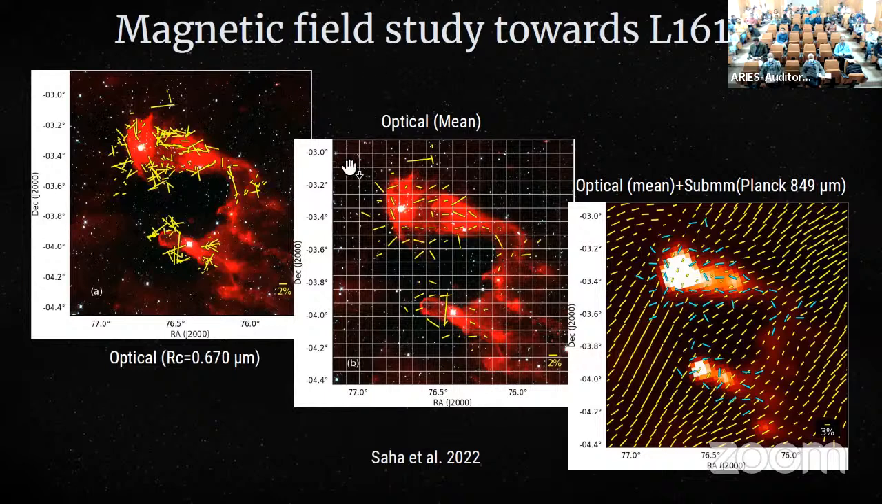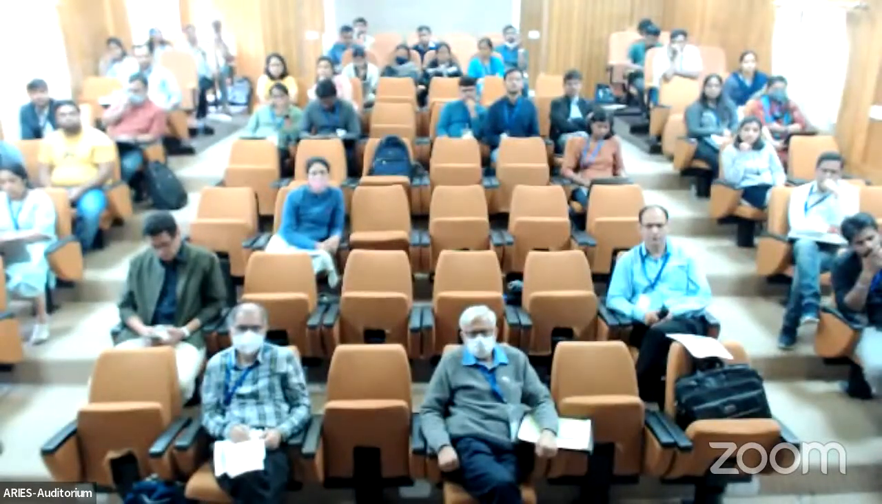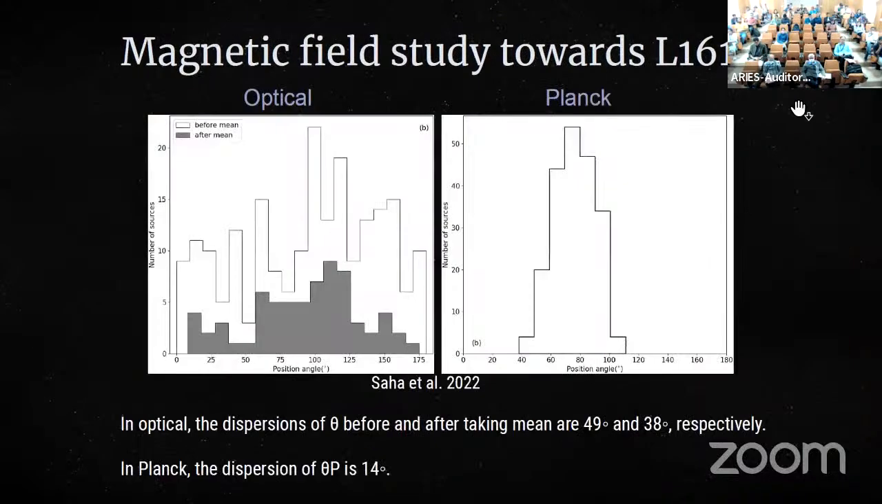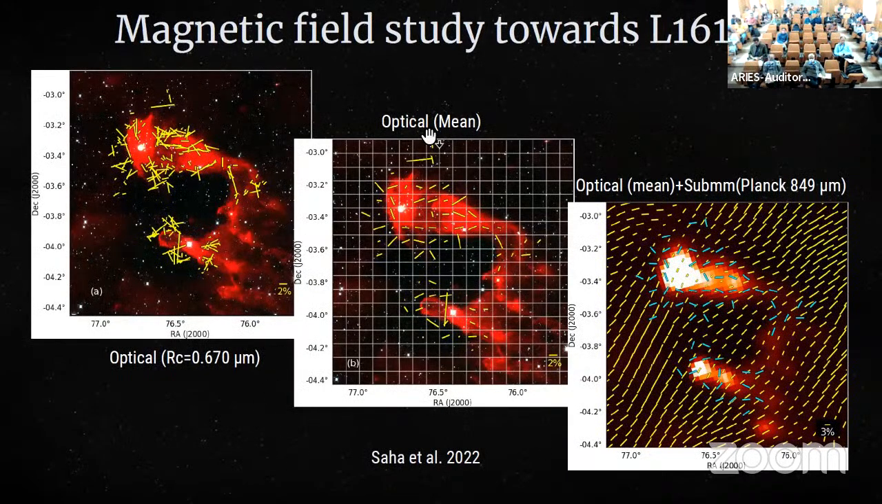So what we have done, we divided this region into 18 by 18 grids, each of 5 arc minute in size, and we took the mean of the degree of polarization and position angle. From this figure, we can say that now the polarization vectors are following the cloud structure from the mean optical polarization results.